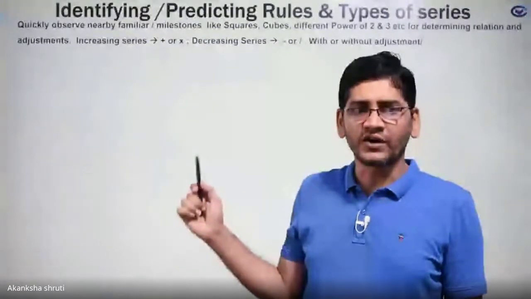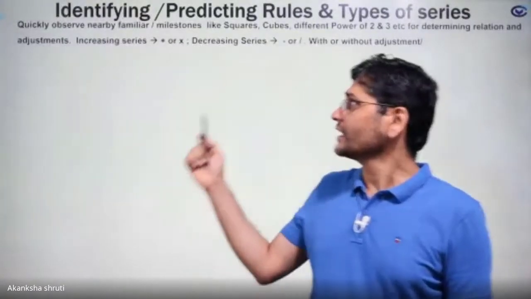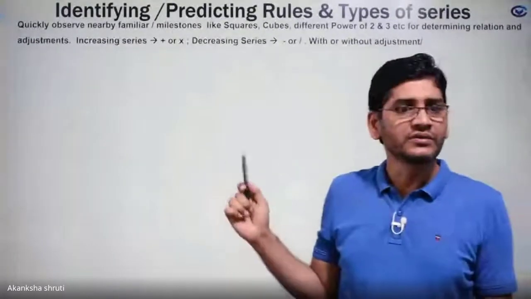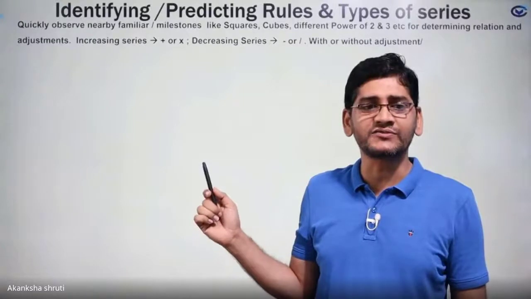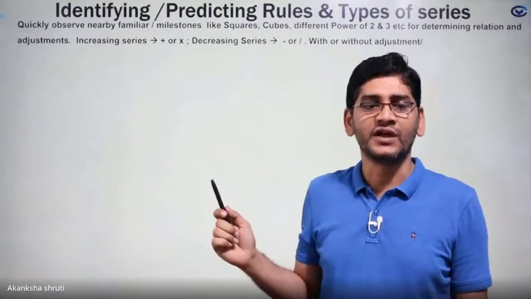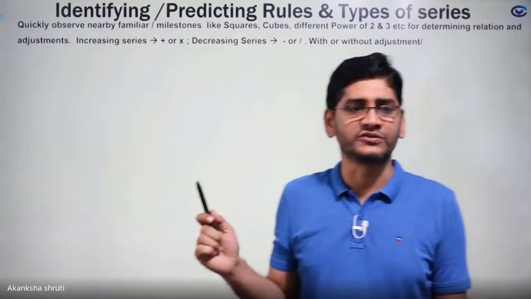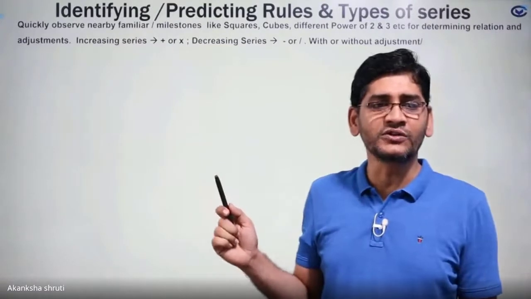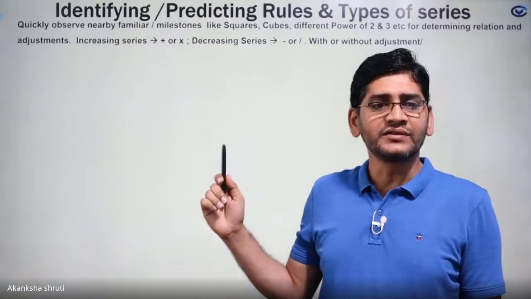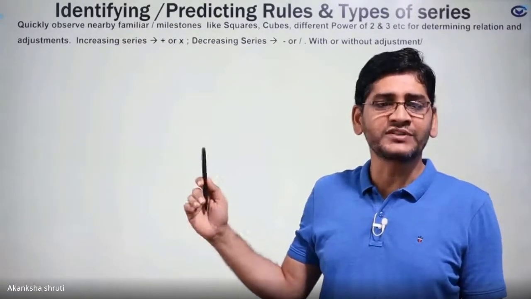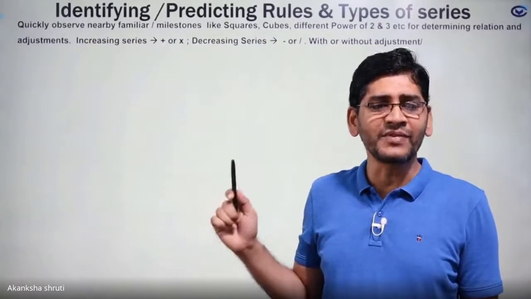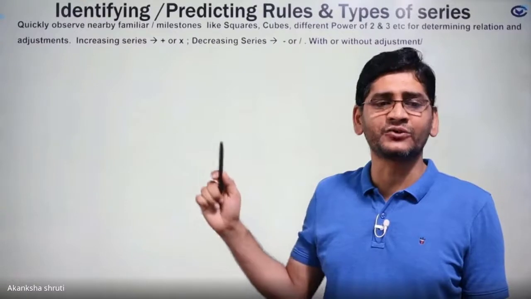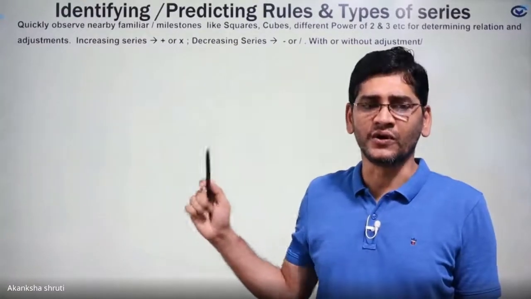For finding the unknown terms or missing terms or even the wrong term, first we have to determine the rules. But how to determine the rules? For determining the rules, you must find the nearby number which is familiar to you. It is only the familiar number with the help of which you are able to determine the rule.